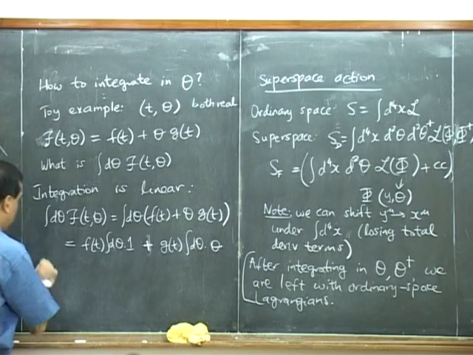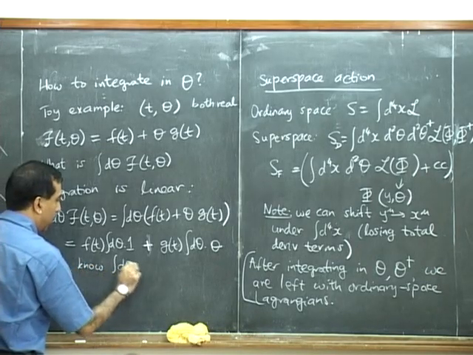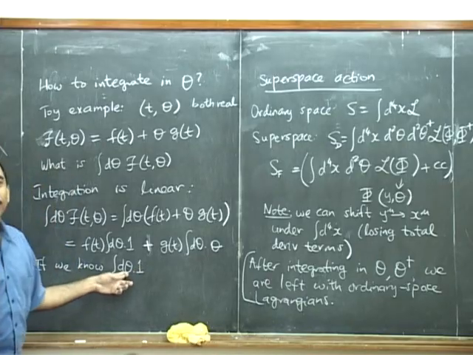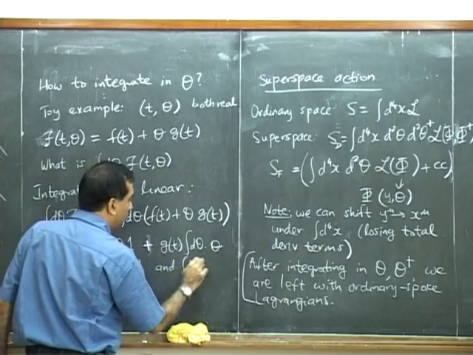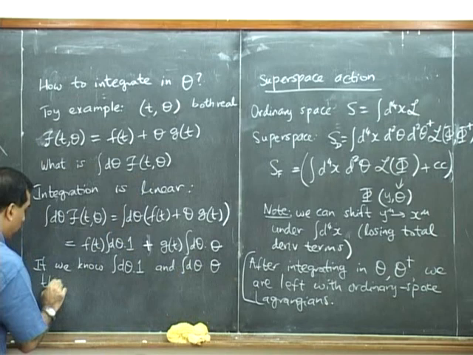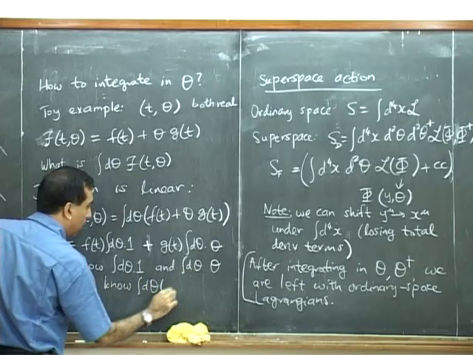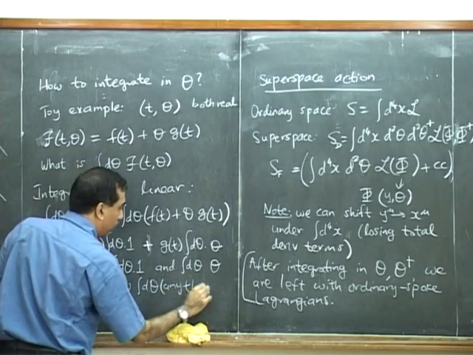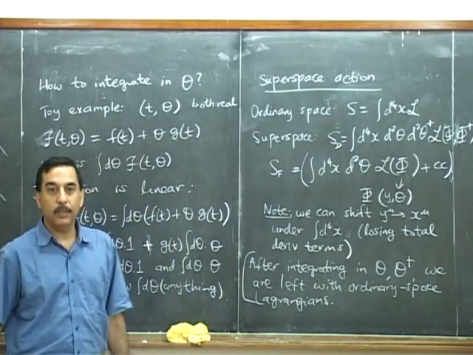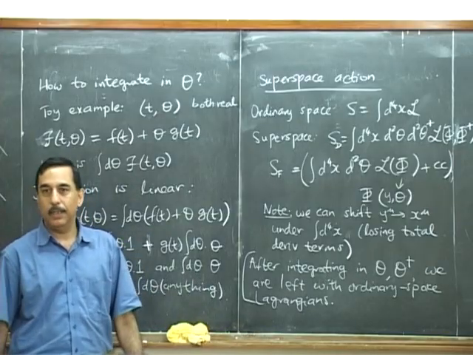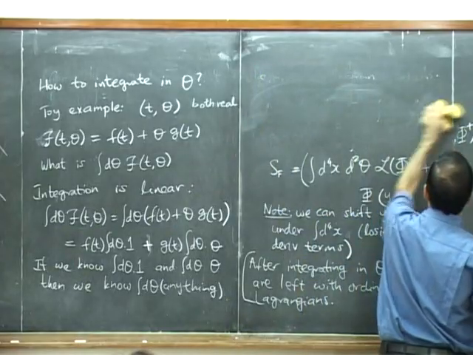And therefore, if we know integral d theta of 1, which is like the volume of the whole space, and integral d theta of theta, then we know integral d theta of anything. There are only two integrals that I need to specify, and then integral d theta over any function is known. Is that clear? So for this I use linearity of the integration.